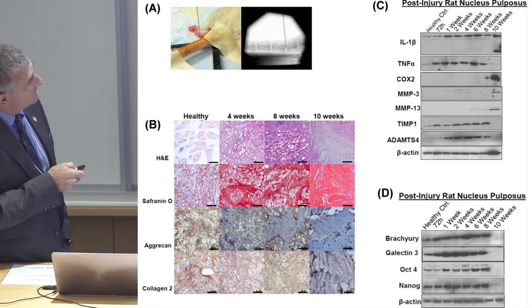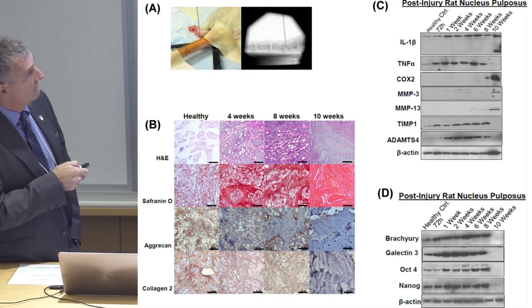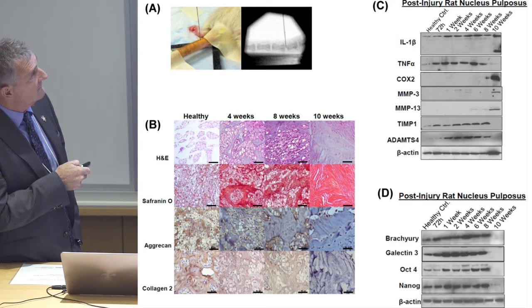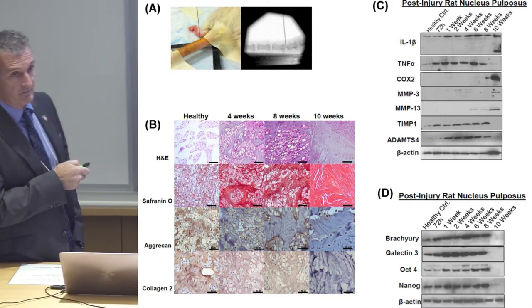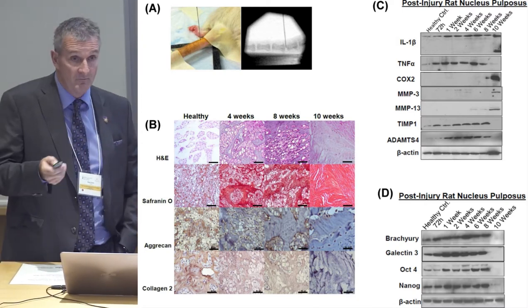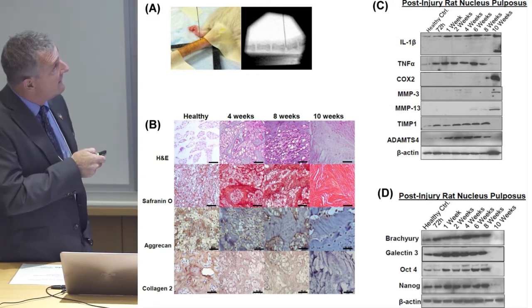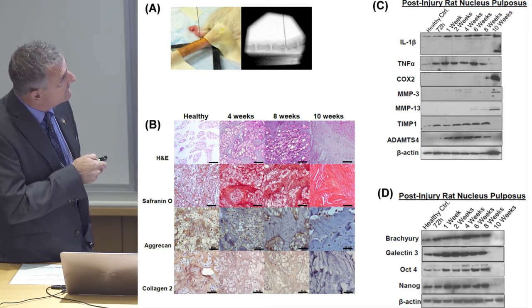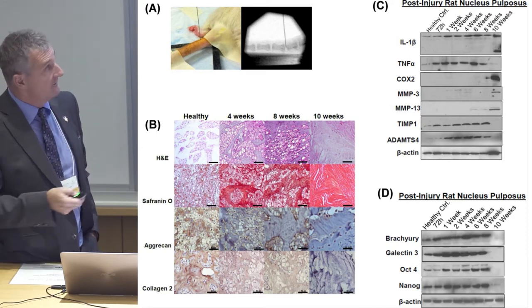Down here is showing some cell signaling. I don't want to bore you too much, but this OCT4 and that thing, NANOG, these are stem cell markers. Those discs have stem cells in them. We've reported about this. And if you look at what happens after injury, it gets bigger bands, which means these stem cell markers are active. The stem cells are doing something.